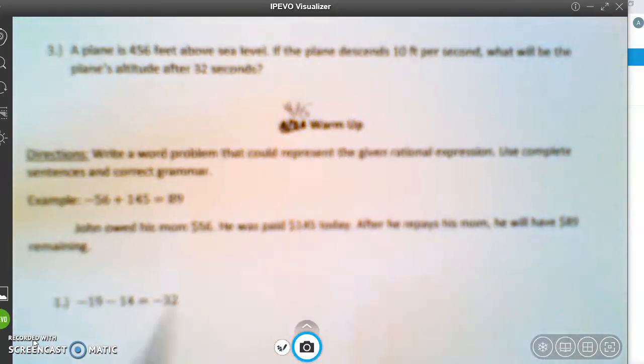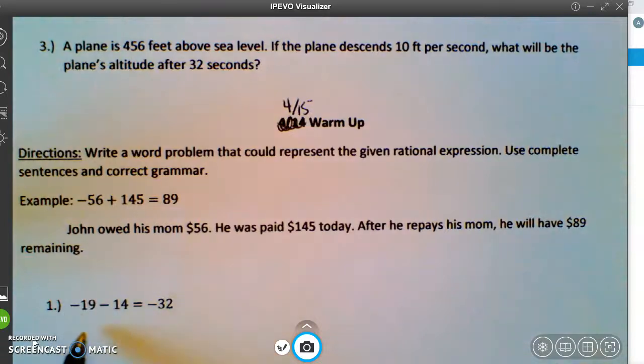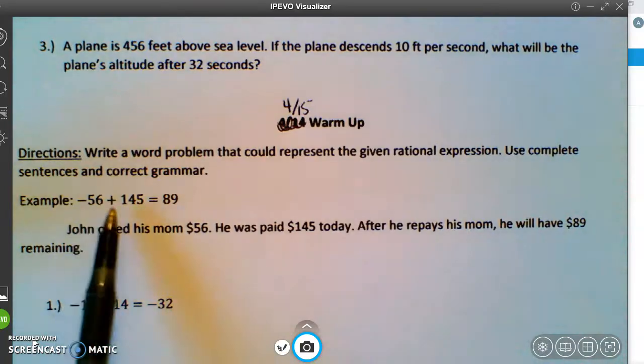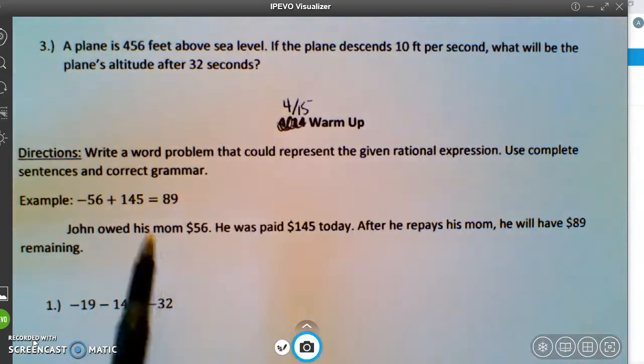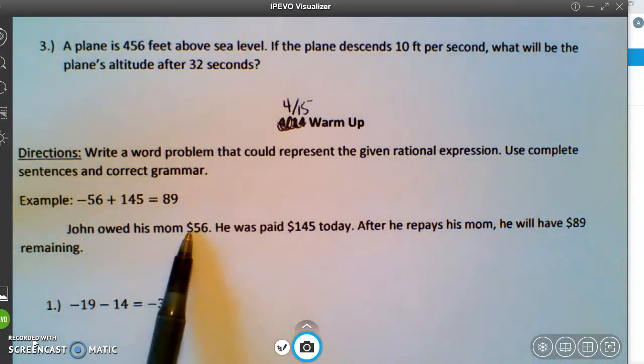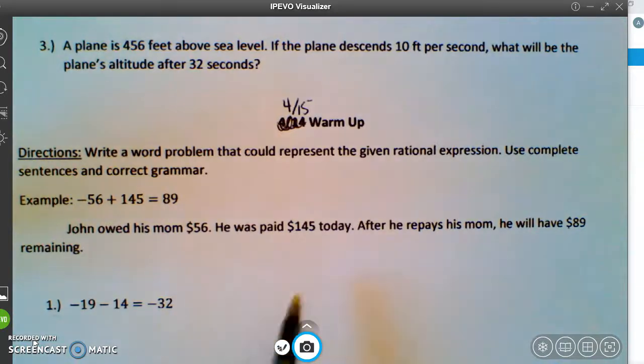What you're gonna do for this warm-up is, you only have one question. I give you a rational numbers expression or equation, and you have to give me a word problem that matches it. As an example, if I gave you -56 plus 145 equals 89, you would give me something like: John owed his mom $56. Owed makes it negative. He was paid $145 today. After he repays his mom, he will have $89 remaining.